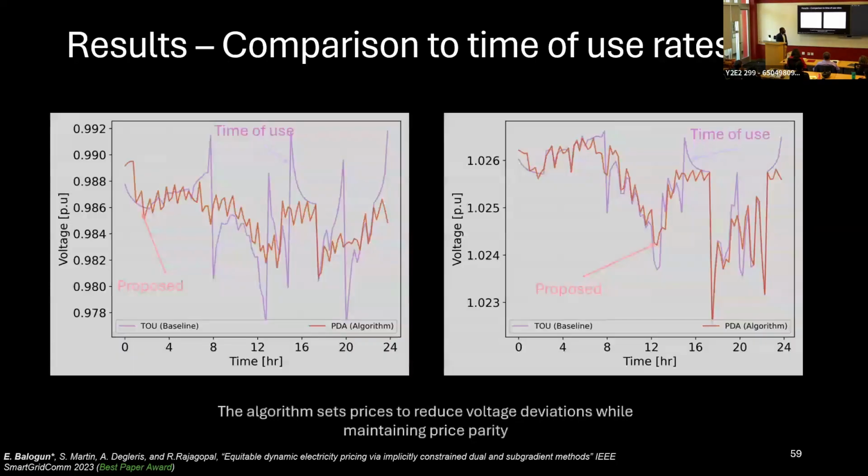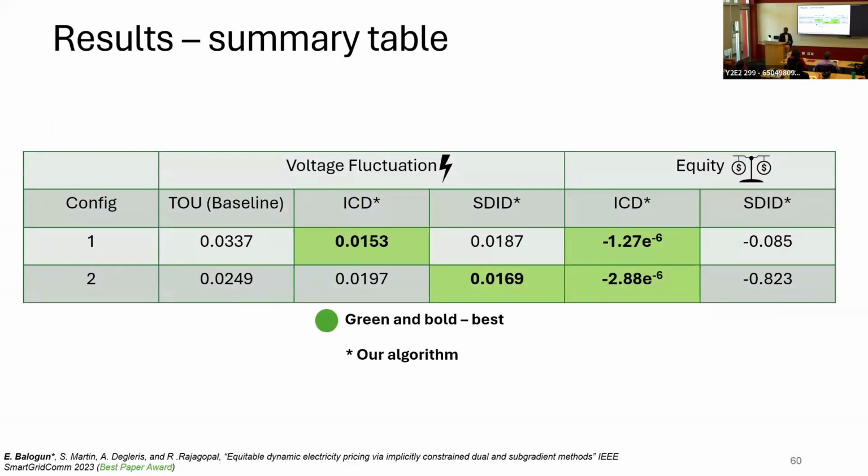Now, we compared our dynamic method to time of use rates, and we found that we're able to essentially smoothen out the voltage profiles, the magnitudes, while still maintaining price parity. So here is the summary of the results. We see that the green and gold is best. Star is our own algorithm. For equity, we're trying to achieve the value of 0. 0 is the best we could achieve, and the worst is minus infinity. We can see that the values for our methods are quite small. So ICD is about minus 1.27 times 10 to the 6. So we see that our methods do perform better than time of use rates while also maintaining price equity.